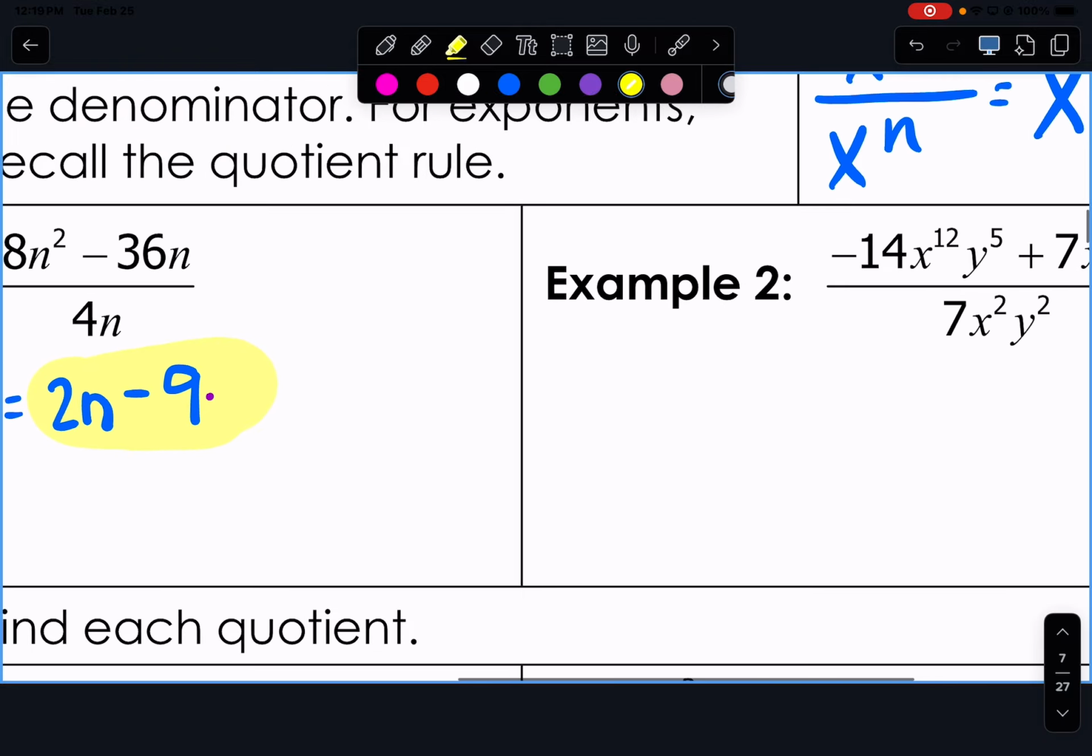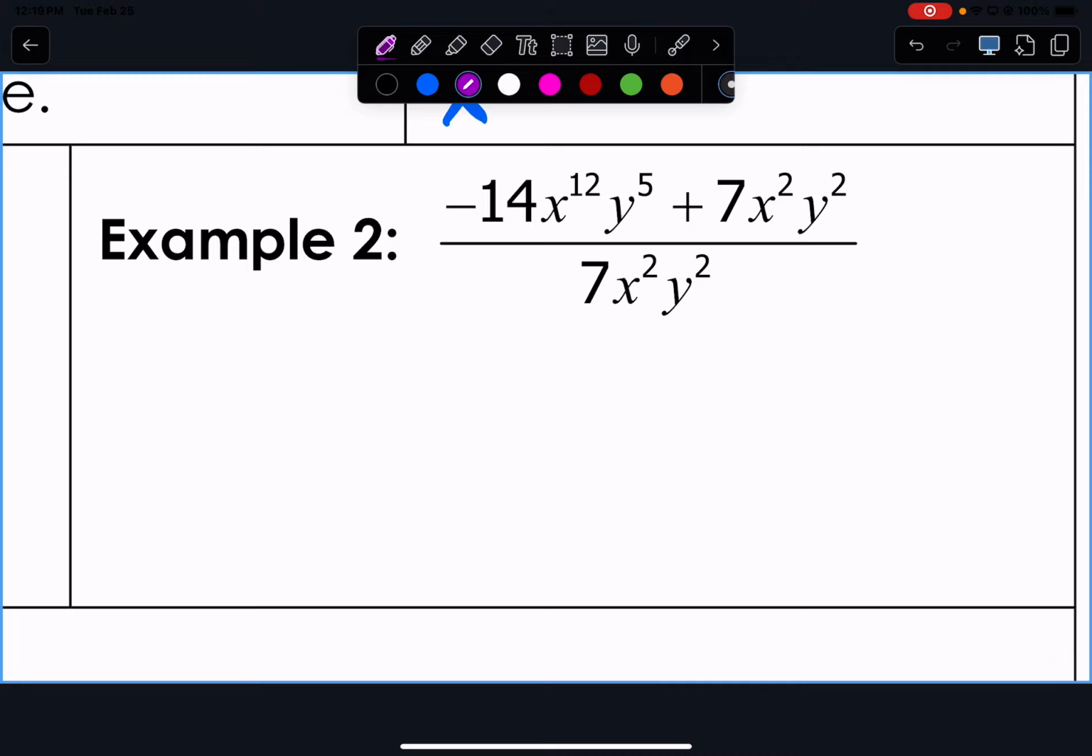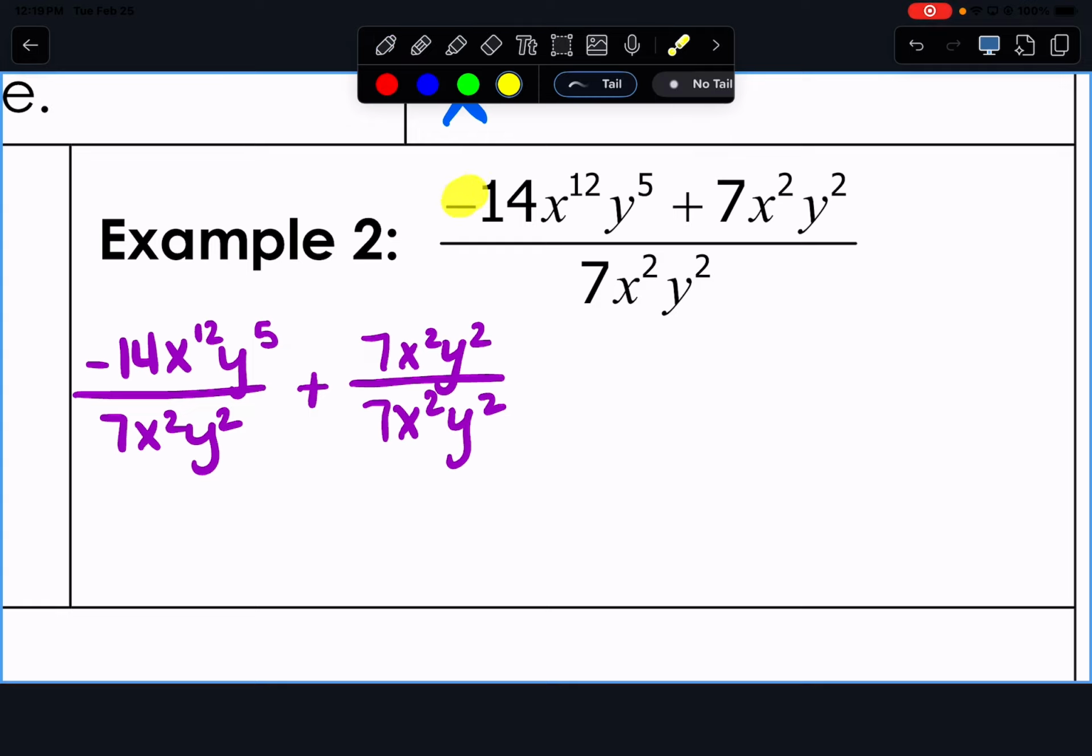Then for example 2, we're doing the same thing. This one just has a couple more variables in it. So we're going to do negative 14x to the 12th y to the 5th, divided by 7x squared y squared, plus 7x squared y squared, divided by 7x squared y squared. The 14 is negative, but this one is positive.